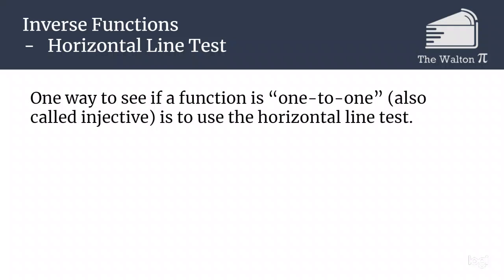So a way to see if a function is one-to-one, it's also referred to as injective in other classes, is to use what's called the horizontal line test. So let's look at these two functions. Both of these are valid graphs of a function, but one of them is not one-to-one.